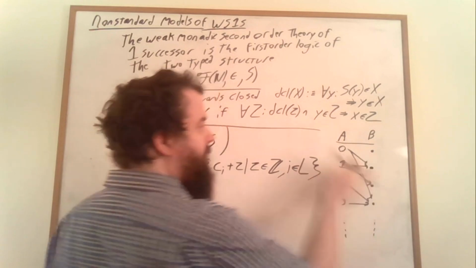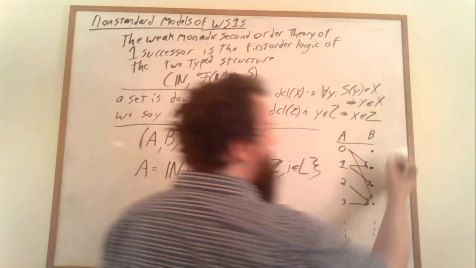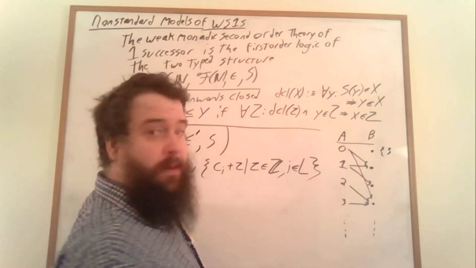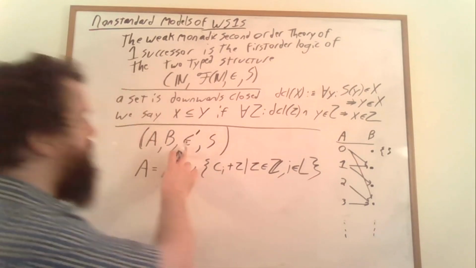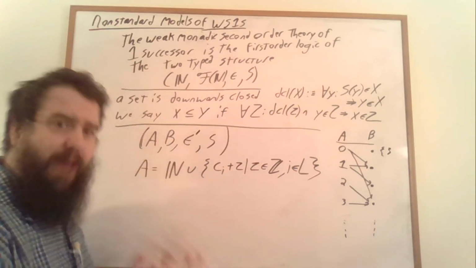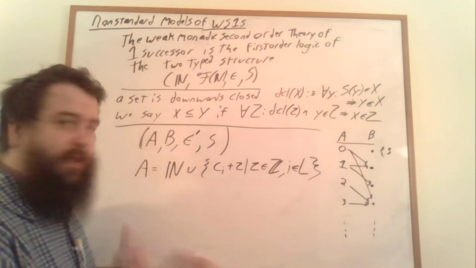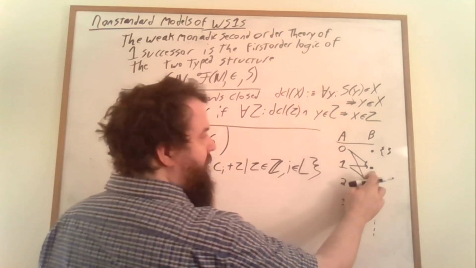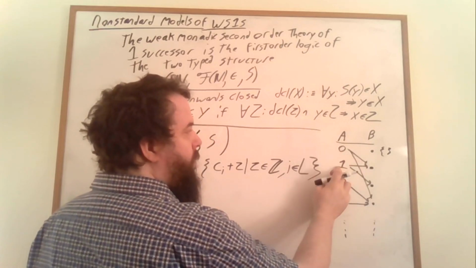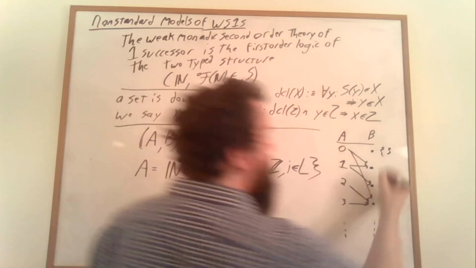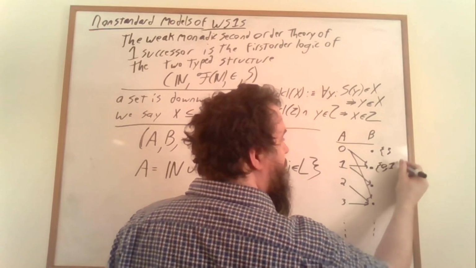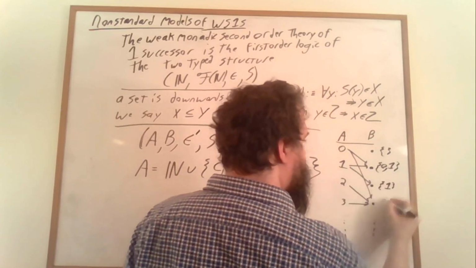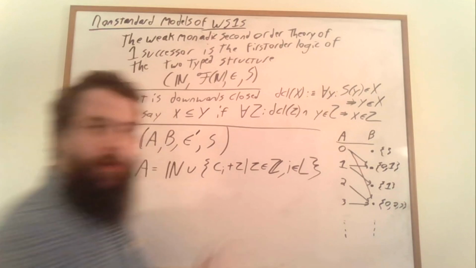So this element here isn't related to anything in A, so we'll call it the empty set. And again, because this relation is supposed to be behaving like containment, that really makes sense as a name for this set. This set here is related to 0 and 1, so we're going to name it the set containing 0 and 1. And so on and so forth.